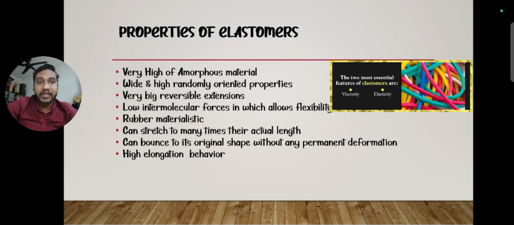Okay, let's see the properties of elastomers. Basically, an elastomer is a very amorphous material with highly randomly oriented chains, and it has very large reversible extensions and low intermolecular forces, which allow flexibility. It is also a rubbery material. It can stretch many times and return to its actual length or position. It can also bounce back to its original shape without any permanent deformation, and it has a high elongation behavior.